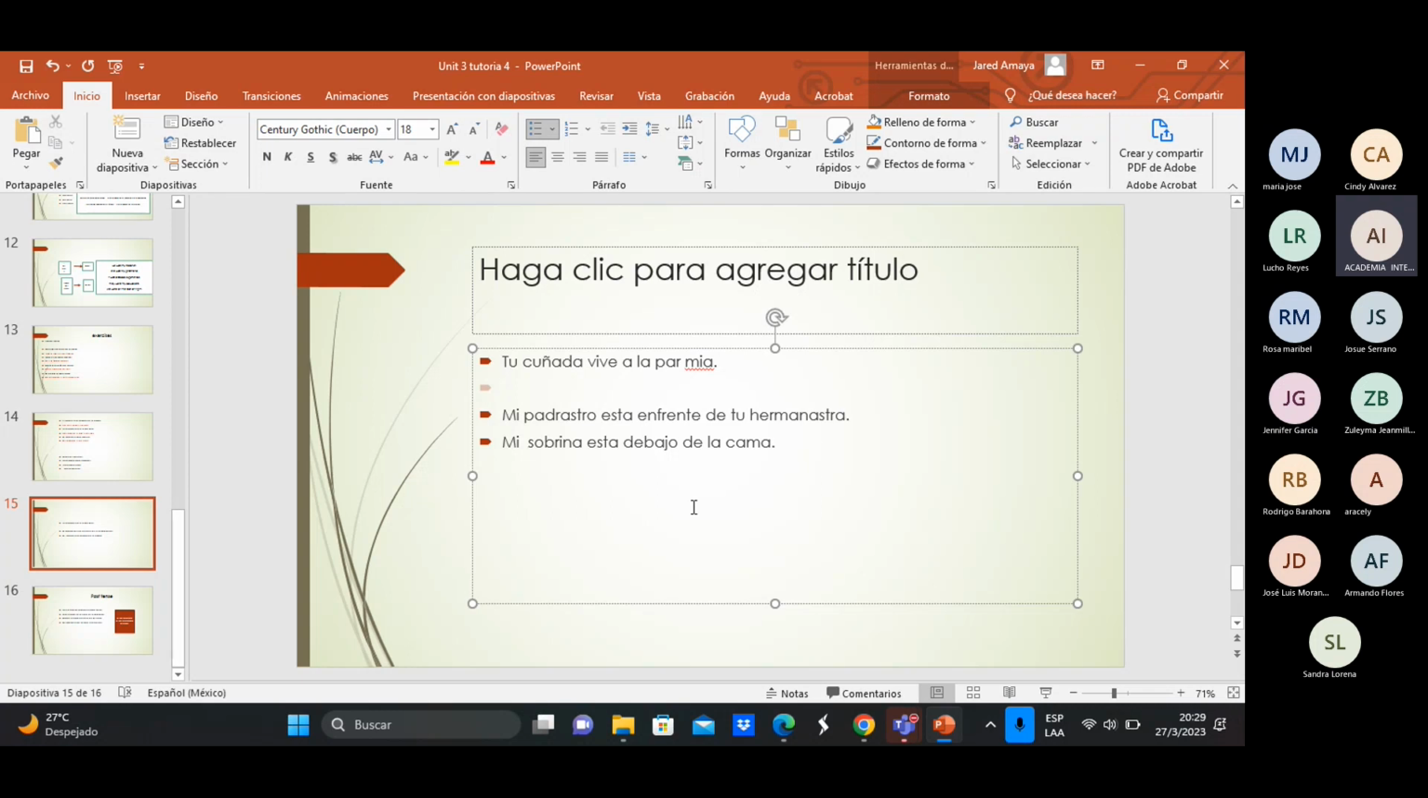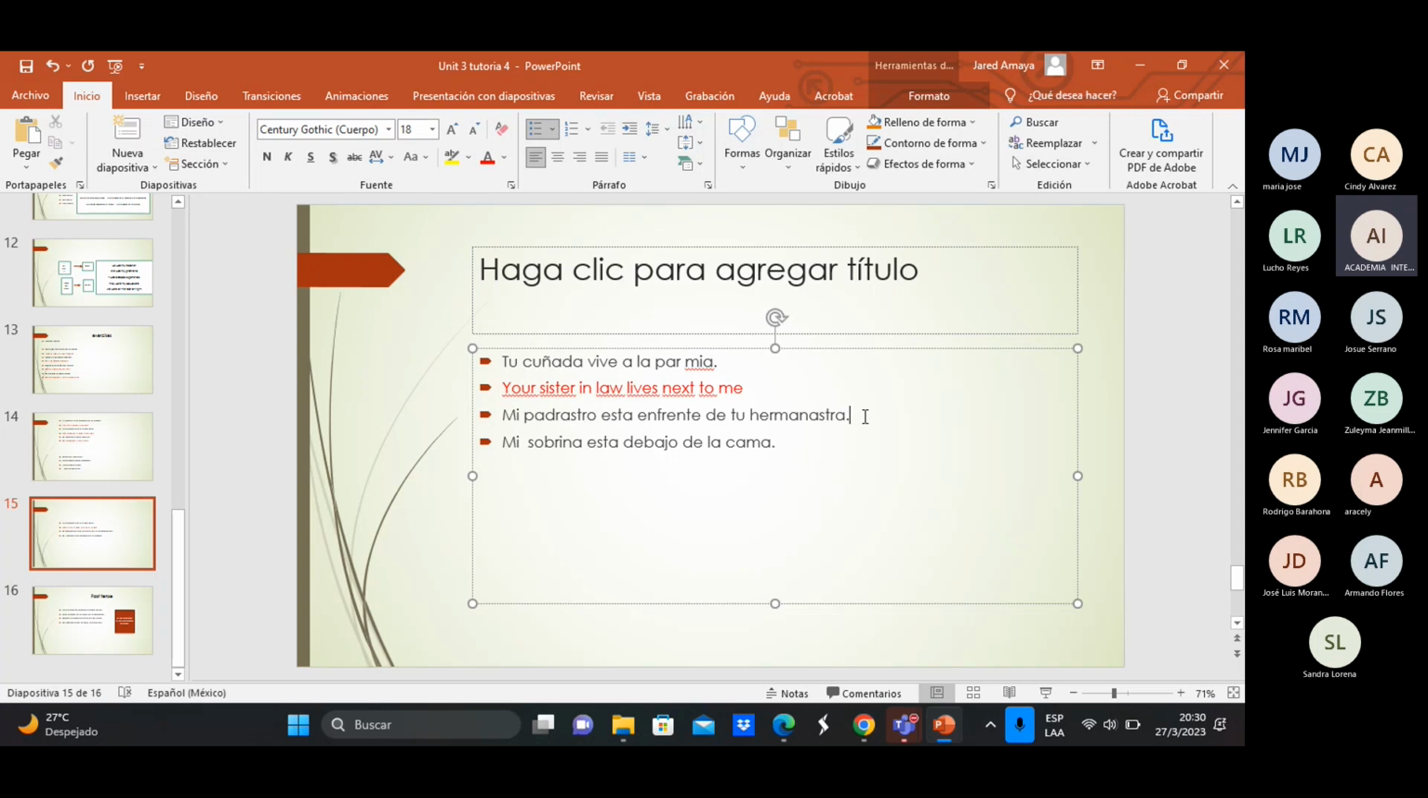Your sister-in-law lives next to me. Mm-hmm. Yeah. Lives next to me. Yep. Ahora, ¿por qué agregué esa E ahí en eso? Lives. Porque estoy hablando en tercera persona. Your sister. Estoy hablando de ella. Eso lo vamos a ir viendo poco a poco. Pero sí. Lives es vivir, ¿verdad? Your sister-in-law lives next to me. Vive a la par mía. That's correct. We have an idea how to express that in English now. Next to me, a la par mía.